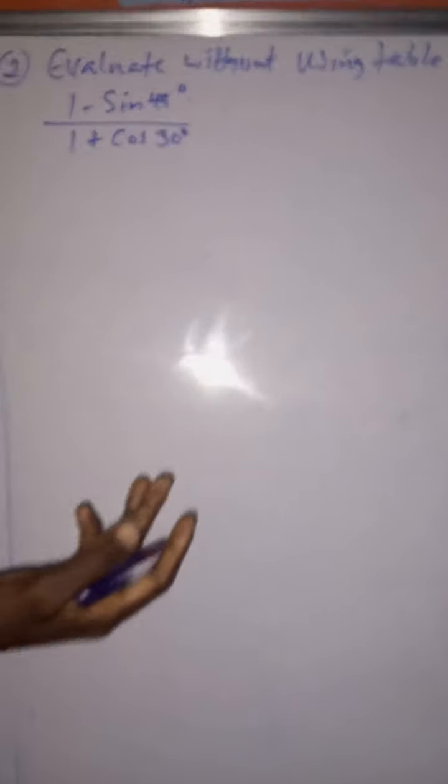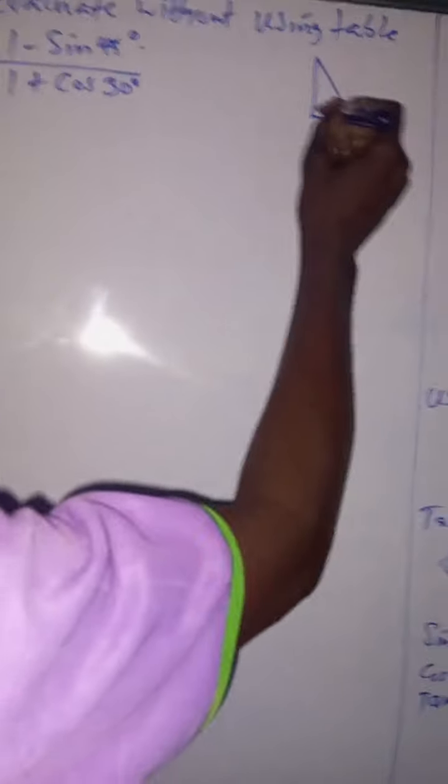Question. So we have to evaluate without using tables. Without using tables, we put it in surd form. So since I have seen 45 there, I'll quickly draw that of 45, which shows me that this place is 45.